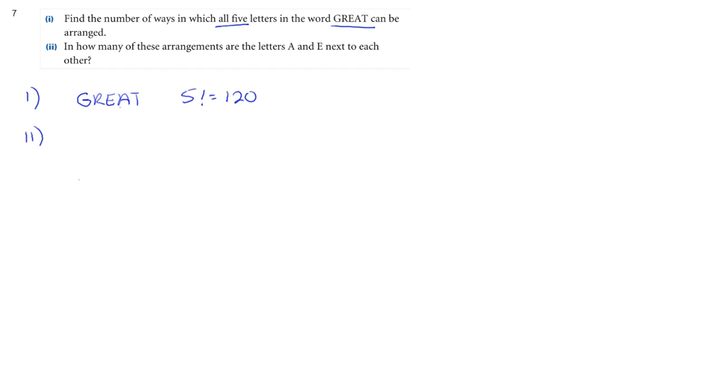Now, in the second part, how many of these arrangements have the A and the E next to each other? Well, all we've got to do is consider the E and the A one thing. And so now, instead of having 5 things, we've got 4 things. And so we do 4 factorial.